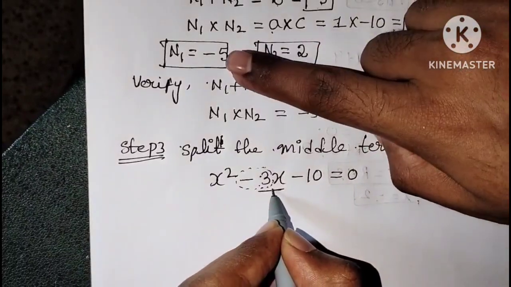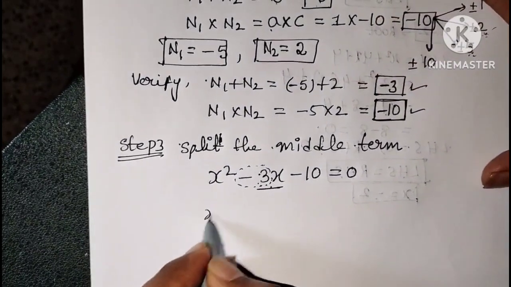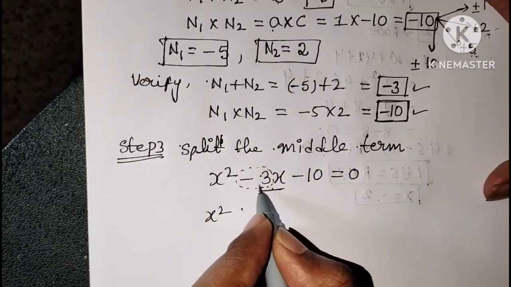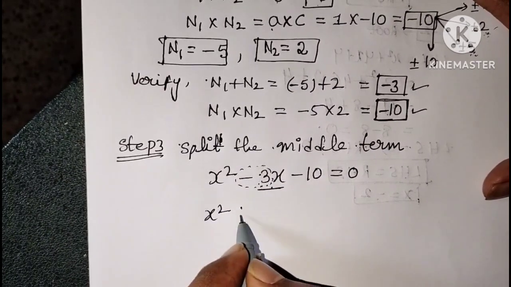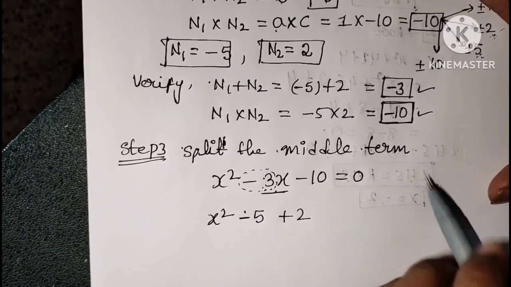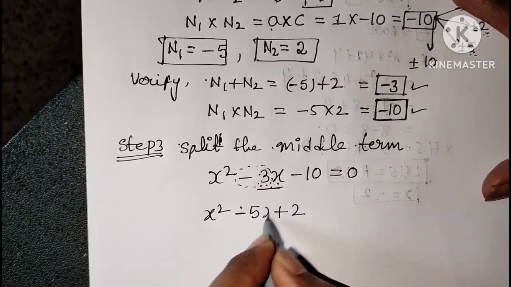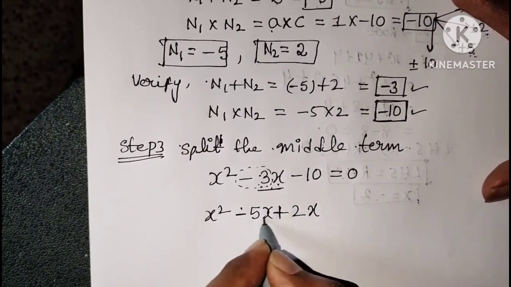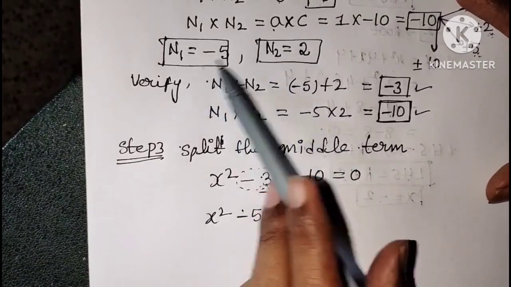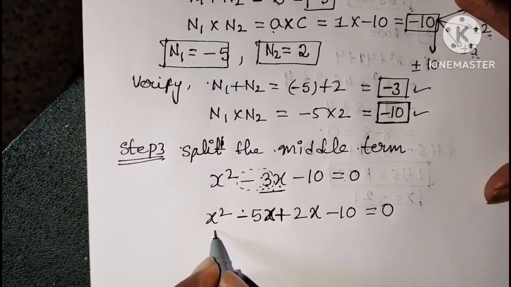సో వాట్ ఈస్ ద వాల్యూ ఆఫ్ n1? -5. సారీ, n2 వాల్యూ ఏముంది? 2. సో హియర్ x², -3xని ఎలా రాయొచ్చు? -3x can be written as -5x + 2x using n1 and n2. So here what is the variable here? X, right? -5x + 2x. సో -3ని మనకి ఏదైతే సమ్ n1 and n2 ఉందో ఆ n1 and n2ని యూజ్ చేసుకొని స్ప్లిట్ చేయాలి. -10 is equal to 0.